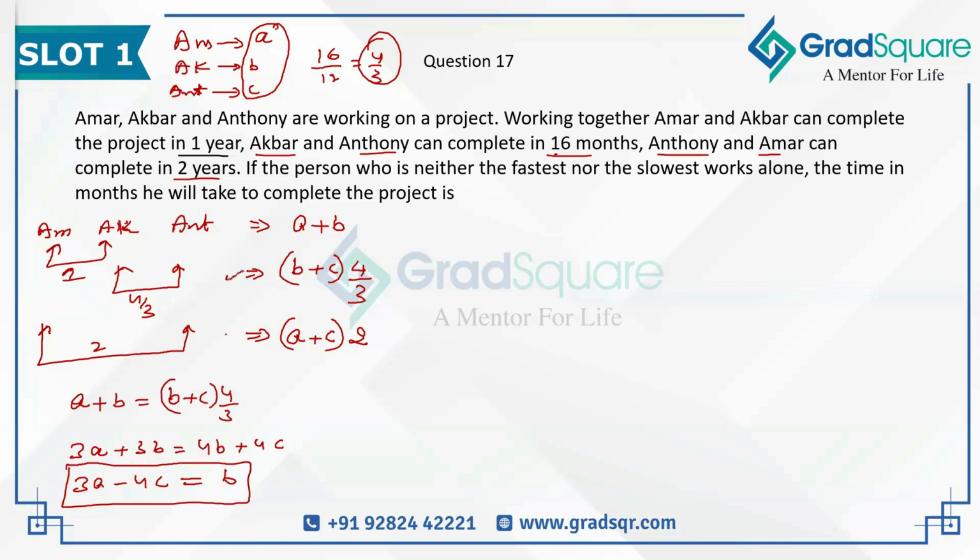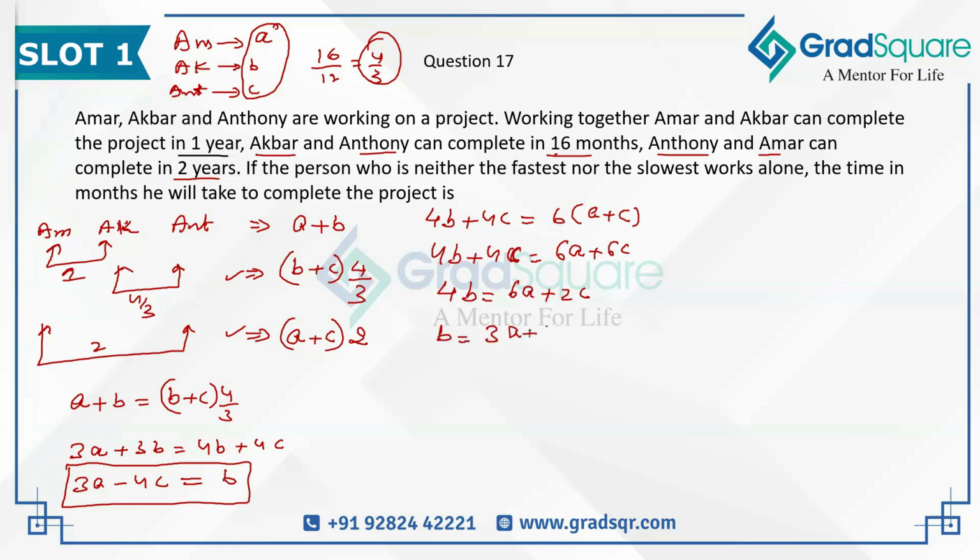Similarly, let's compare the second and the third equation. This is 4 times B plus 4 times C equals 6 times A plus C. If you go a little further, 4B plus 4C equals 6A plus 6C, and you can get down to the value of 4B. That equals 6A plus 2C. Correct? If you go a little further, you can write B as (3A plus C) divided by 2. So this is also the value of B in terms of A and C.